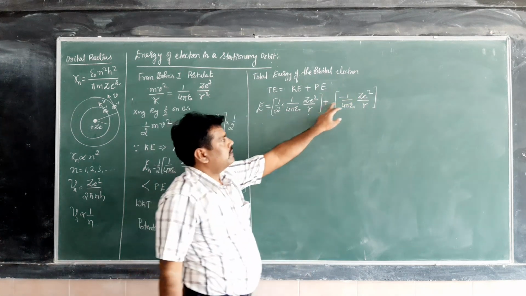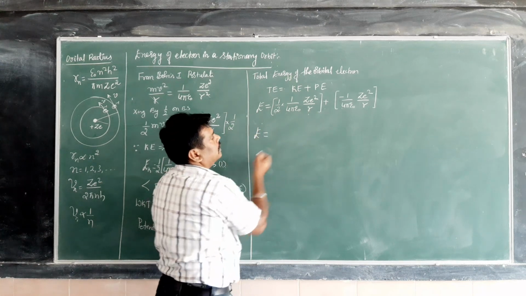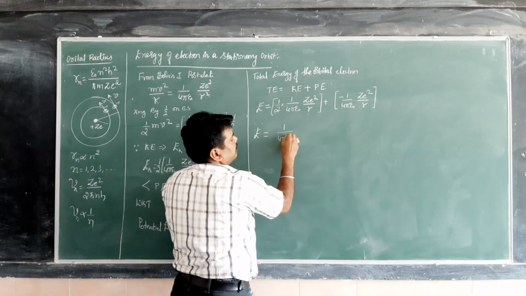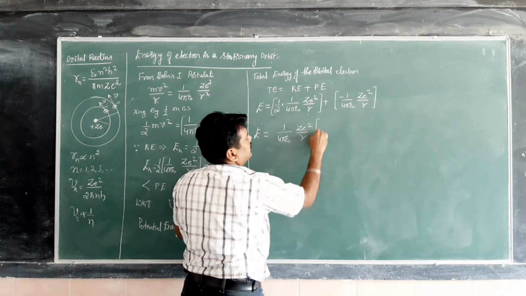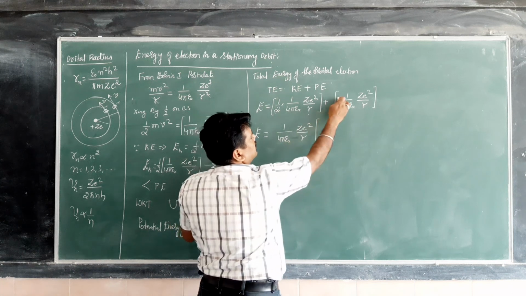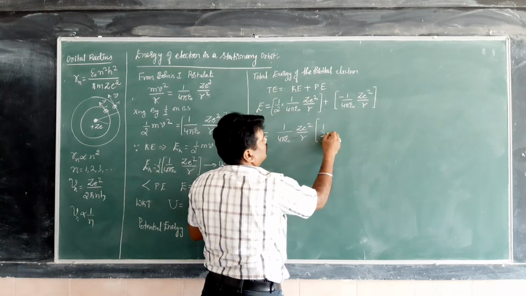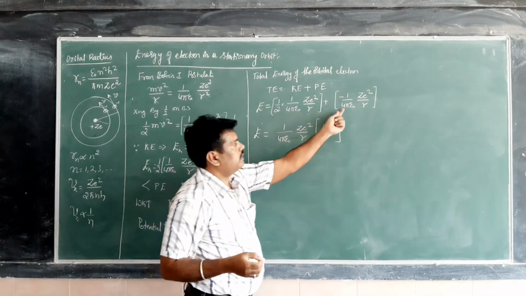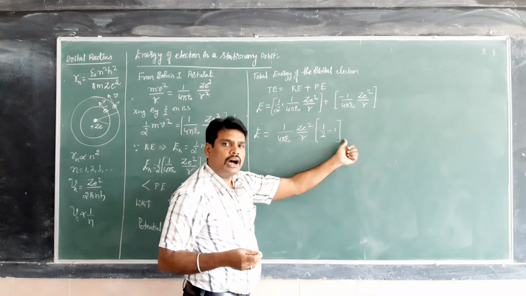You know that plus into minus is minus only. So the total energy becomes E is equal to, taking the common factor 1 by 4 pi epsilon naught Z e square by R. Plus into minus is minus, and this is plus. So this becomes 1 by 2 minus 1. Clear now? Here it is 1 by 2, here it is 1. 1 by 2 minus 1 is minus 1 by 2. Half minus 1 is minus half only.